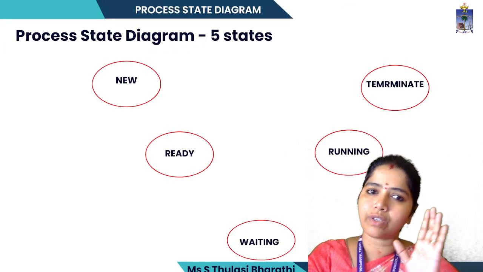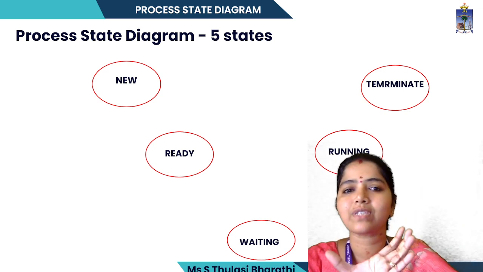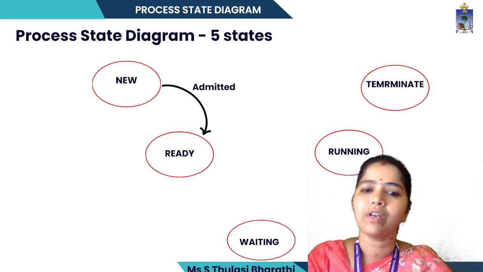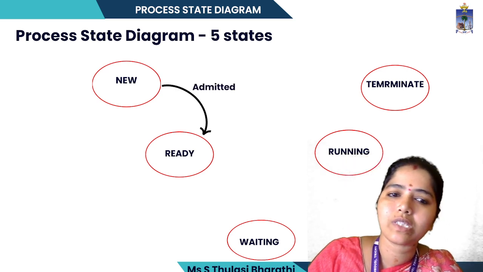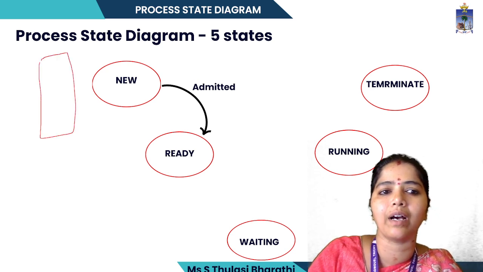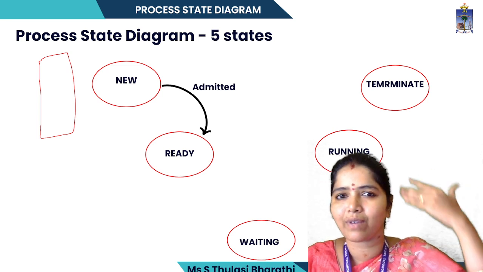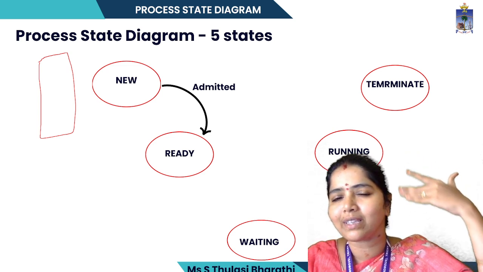Right. So the new, ready, running, waiting and terminated. These are the 5 states of a process state diagram. First what will happen? The new state will be there. Here inside, all the processes will be stored in our memory. As we have, right, in our memory we have so many things.